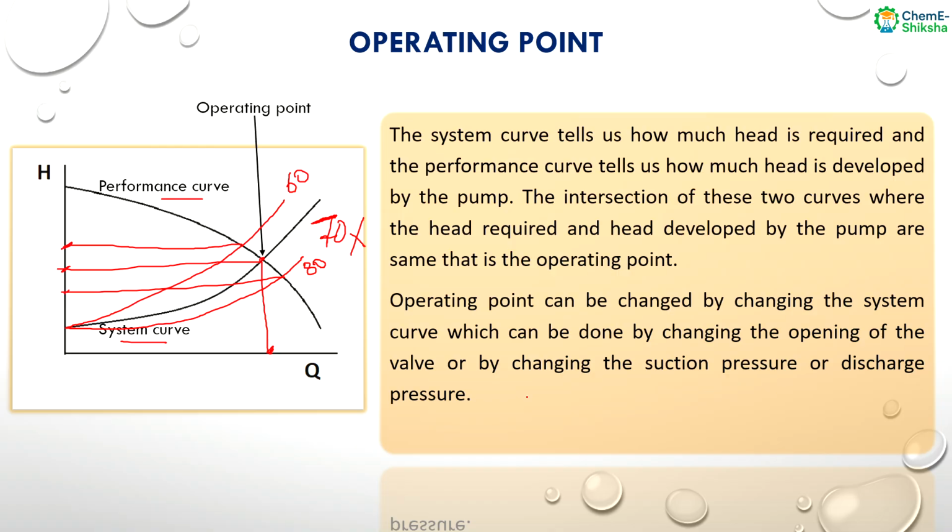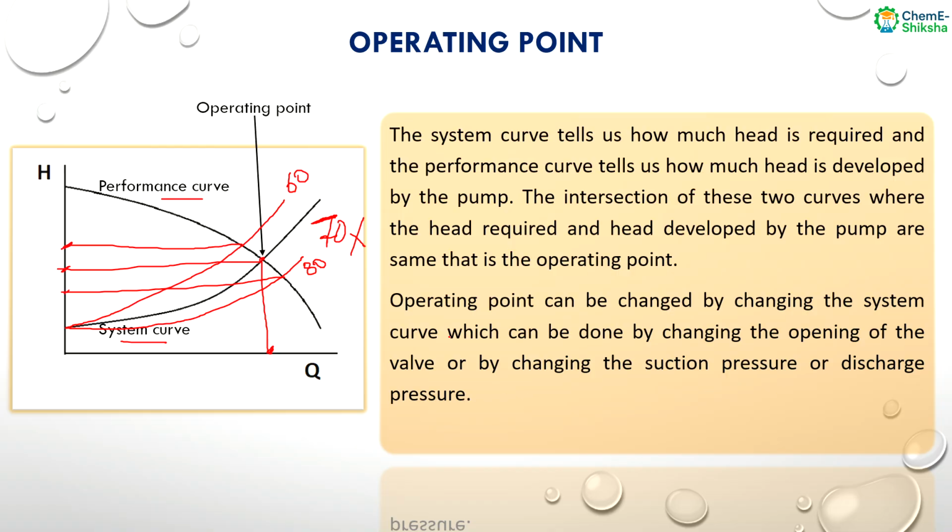Now this shifting of the system curve can also be done by changing the suction pressure or the discharge pressure, because we know the head developed by the pump, or the head required in the system, is equal to the discharge pressure minus suction pressure divided by rho g. So if we increase the suction pressure, the difference of discharge minus suction will decrease. So an increment in the suction pressure means a decrement in the head requirement.